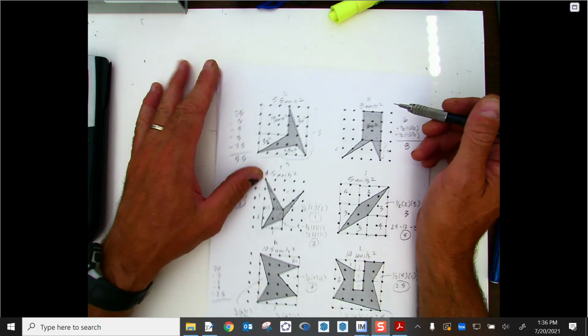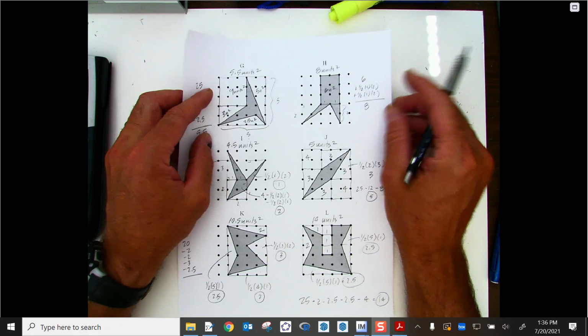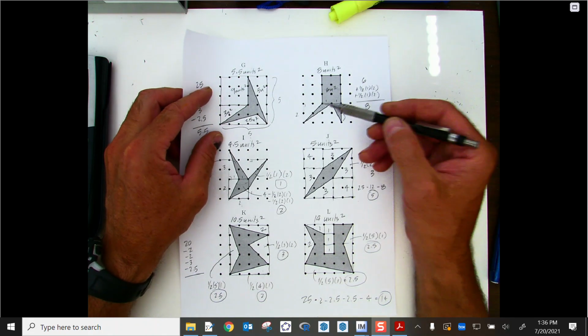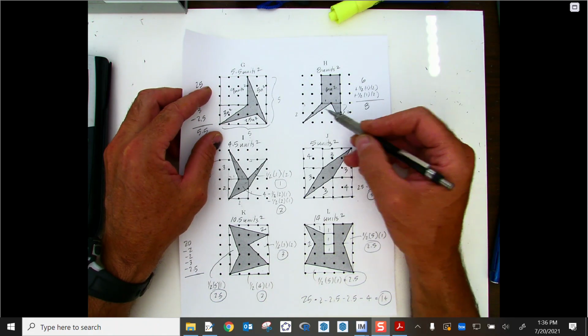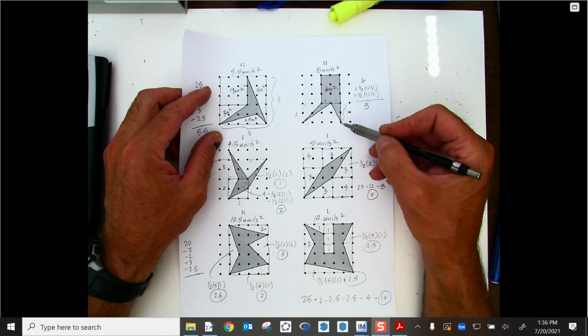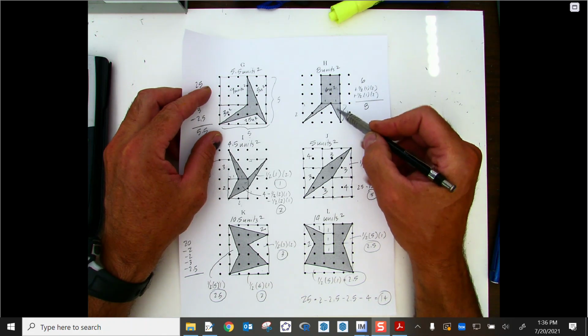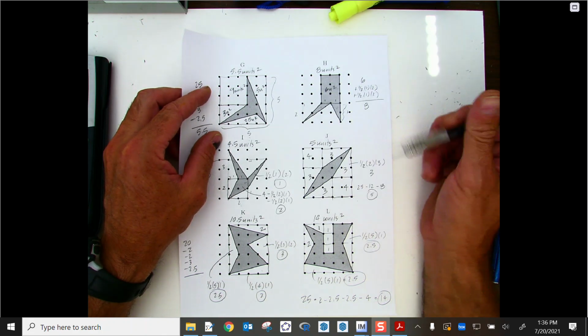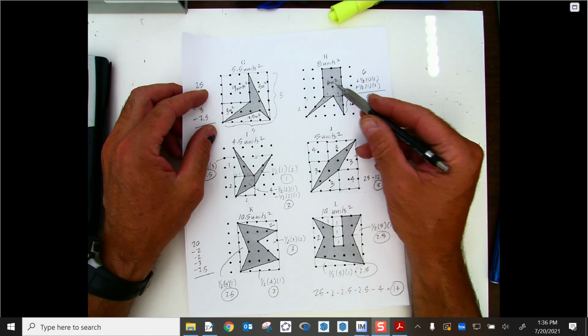They're notoriously difficult for students to find the area. But 1 times 2 divided by 2, that's going to have area 1. This is 1 by 2 divided by 2, that's area 1. Interestingly enough, those two triangles have exactly the same area. 1 plus 1 plus 6 gives us 8.